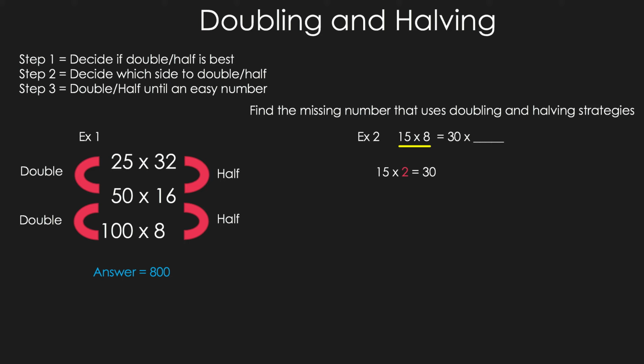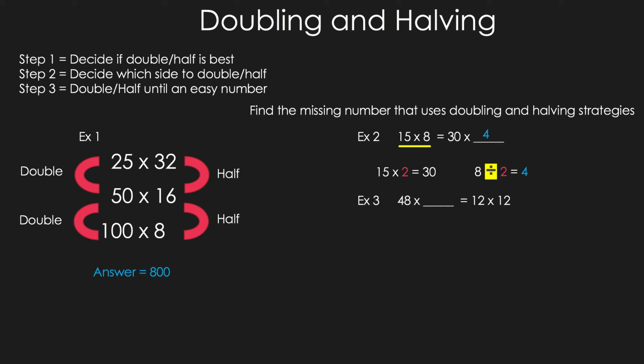So that 2 is highlighted for a reason. That is the number we are going to use for the other number. Since we multiplied by 2, we're going to have to divide 8 by 2 because we already doubled 15. So that means we have to halve the other number, and we get 4. So that means my answer is 4.